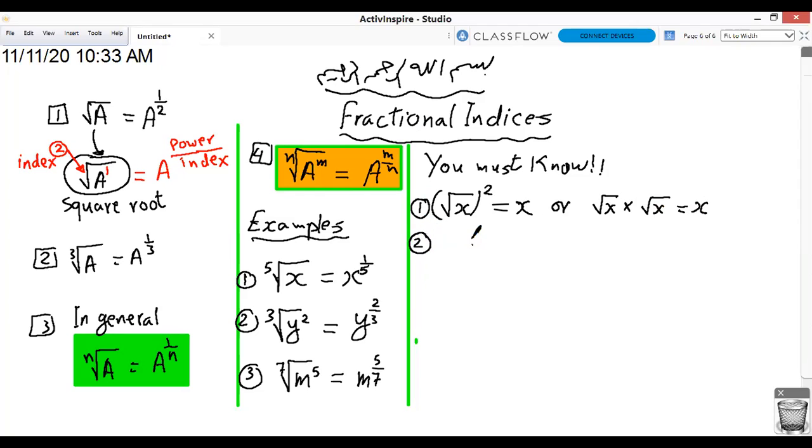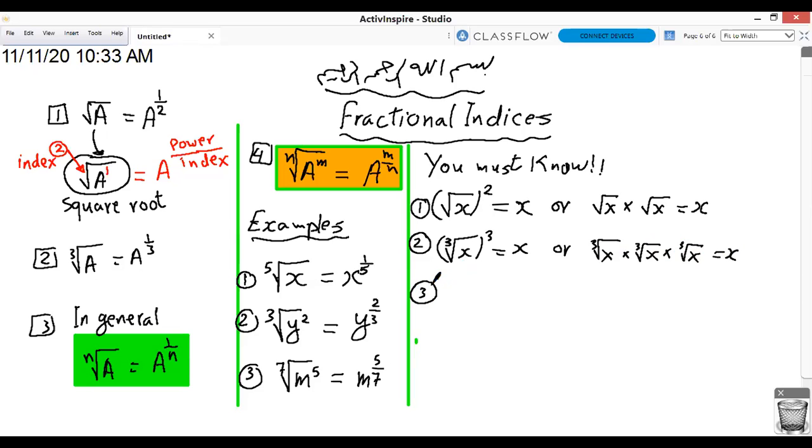Then, if we have cube root x to the power of 3, it will be the same, x. Then, according to this, you can multiply cube root x by cube root x by cube root x. It will be x.